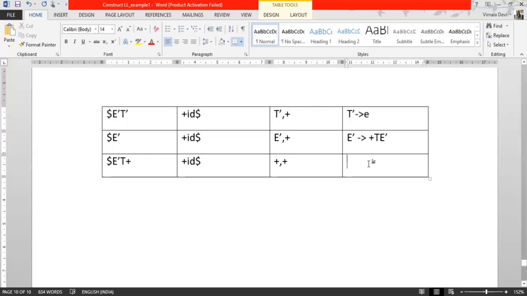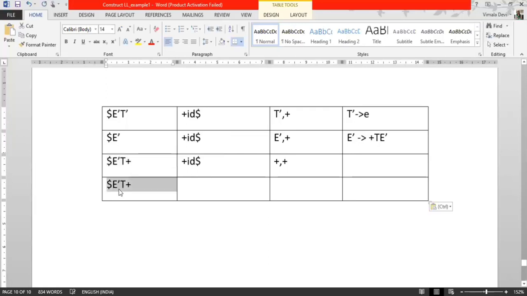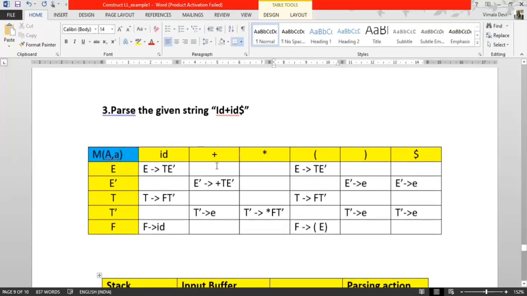If that is the case, we need to remove whatever is available at the top of the stack. At the same time, advance the input pointer to point to the next symbol. So what is the status of the stack now? The stack contains $ E dash T, plus is vanished. Here also plus is vanished. The parser is yet to read only the ID. Right now you check what is the rule for T comma id.